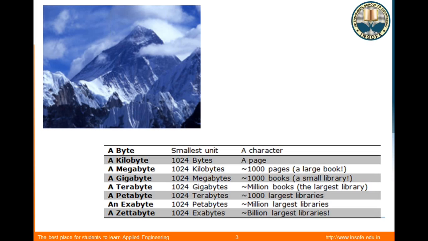Gigabyte is a small library of 1,000 books. Terabyte is 1,000,000 books. Petabyte is 1,000 of the largest libraries of 1,000,000 books. Exabyte is 1,000,000 such large libraries, and zettabyte is a billion such large libraries. And an estimate is that every year we are producing 1.2 zettabytes of data, and that's doubling every 2.5 years. So that's a tremendous amount of information.